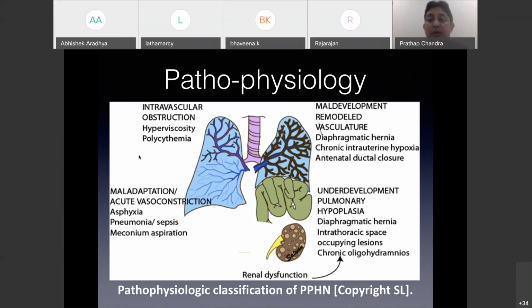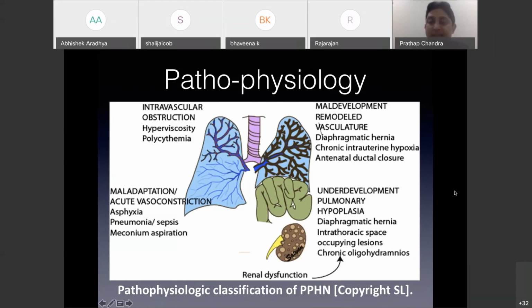The other important pathophysiology is maldevelopment, where the pulmonary vasculature is completely remodeled. This happens in diaphragmatic hernia and sometimes chronic intrauterine hypoxia. Chronic intrauterine hypoxia, we had a recent case where the hemoglobin at birth was about 3.8. This was due to chronic fetal-maternal hemorrhage, which we detected. I'll show you in a slide later. And sometimes also because of antenatal ductal closure, as I suggested, because of inadvertent usage of aspirin.